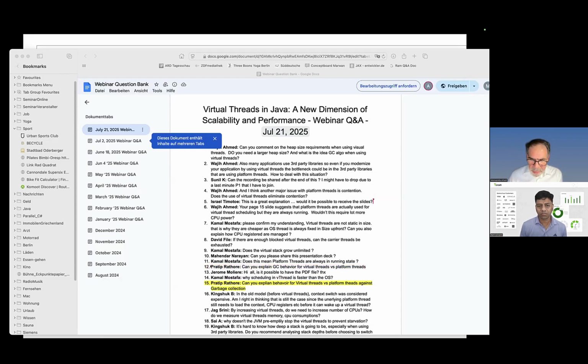Now we come to question 12. Can you explain garbage collector behavior in virtual threads versus platform threads? Ram, I think that's your expertise.